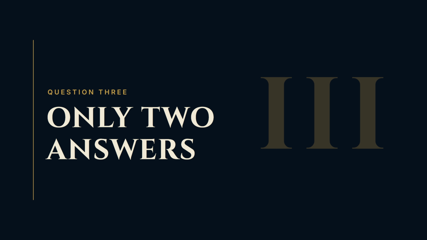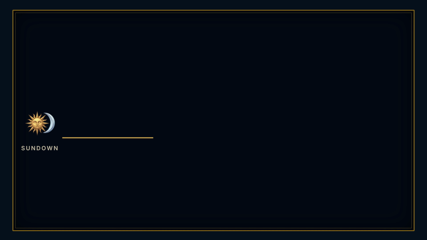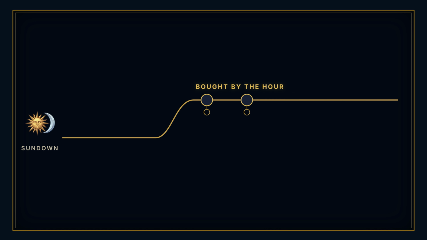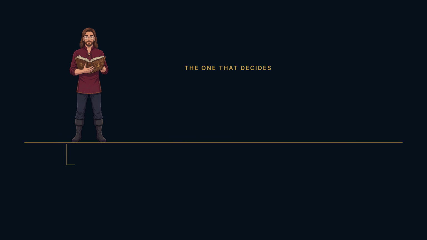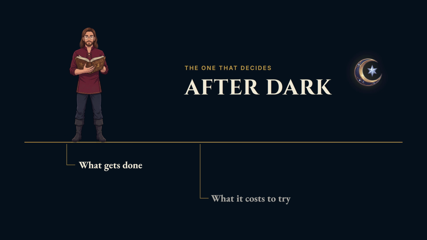That leaves question 3, and it has only 2 answers to pick from. Either night is something a person can buy their way out of, an hour at a time, for as long as the money holds. Or night is simply the end of the day for everybody who can't pay to push it back. Which of those 2 your world runs on decides what anybody can get done after dark, and what it costs them to try.